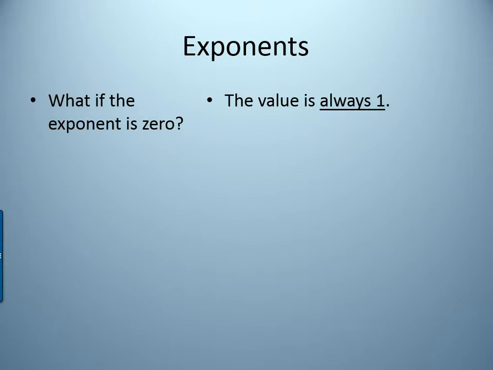So what if the exponent is 0? If the exponent is 0, then the value is always 1. That's one of the rules that you all are going to have to remember. Any number raised to the 0 power is always 1.